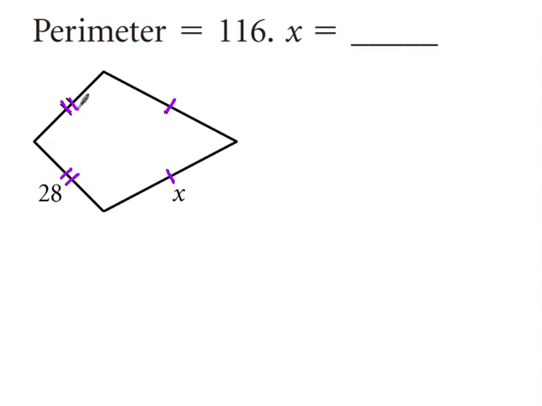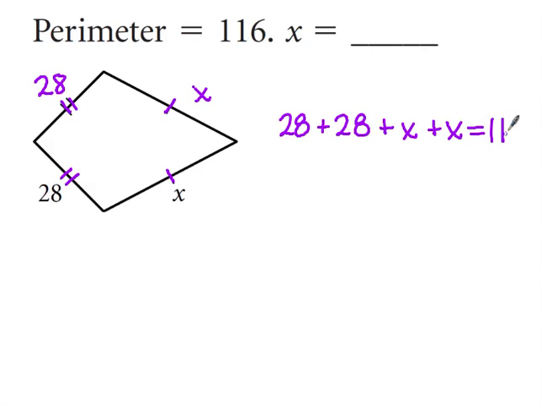So basically, the easiest way to do this is to just label all the sides. What's the length of this side right here? 28. What's the length of this side here? X. So I'm going to write an equation. My equation is going to be 28 plus 28 plus x, and that will equal 1/16.